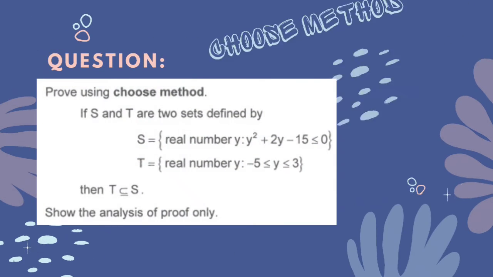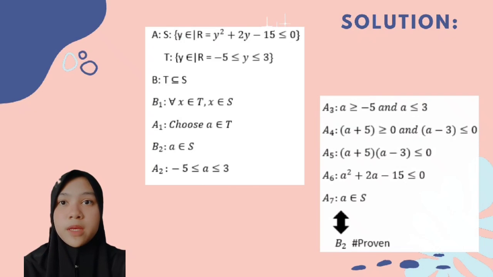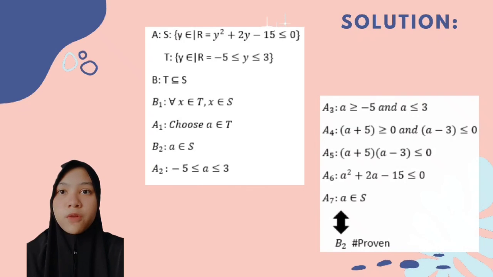I will explain how to prove using the choose method. First, we have to clarify A for set S, which is y an element of the real numbers such that y squared plus 2y minus 15 is less than or equal to 0, while set T is y an element of the real numbers such that negative 5 is less than or equal to y less than or equal to 3. Then we have to clarify B for T subset of S, B1 which is for all a elements in set T, a is also an element in set S. B1 is choose a an element in set T, B2 is a an element in set S. A2 is negative 5 less than or equal to a less than or equal to 3.